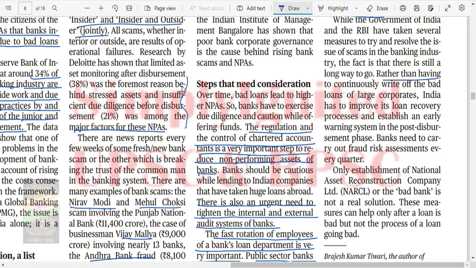Rather than continuously writing off bad loans of large corporates, India has to improve its loan recovery processes and establish an early warning system in the post-disbursement phase. Banks need to carry out fraud risk assessment every quarter. Only establishment of the national NARCL or bad bank is not a real solution. Really, it is the correct thing. These measures can help only after a loan is bad, but not in the process of a loan going bad.